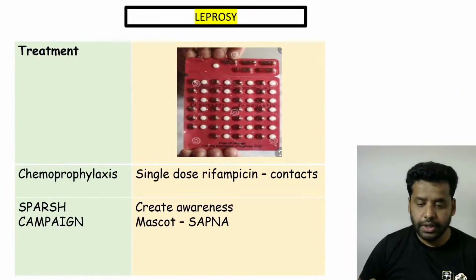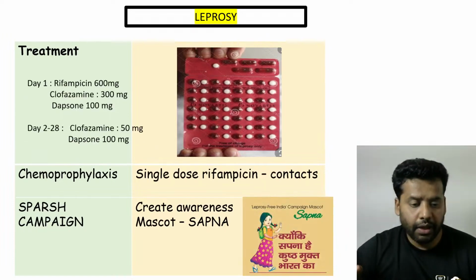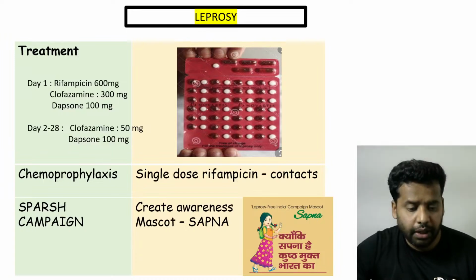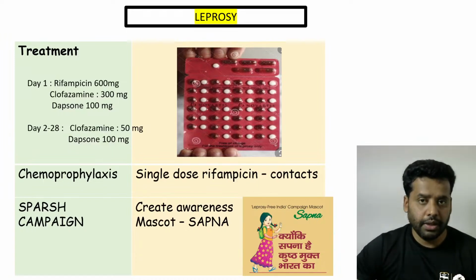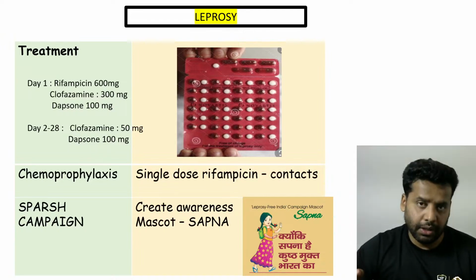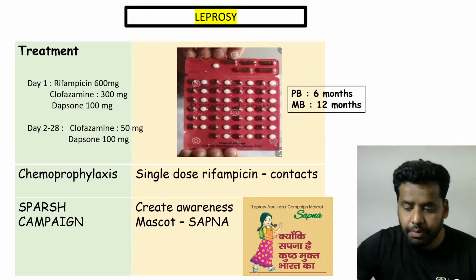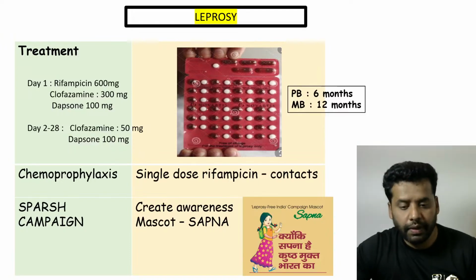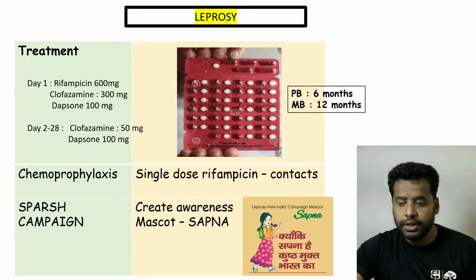Leprosy. What we are using in leprosy now is the same packs for paucibacillary leprosy and multibacillary leprosy. Remember this: same packs we are using. Paucibacillary, the treatment is for 6 months. Multibacillary leprosy, the treatment is for 12 months. Got my point? The only difference is in the duration.